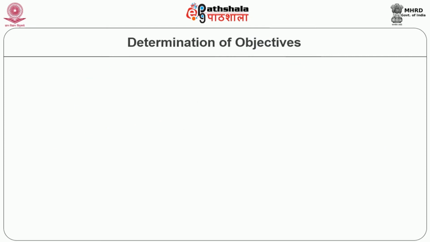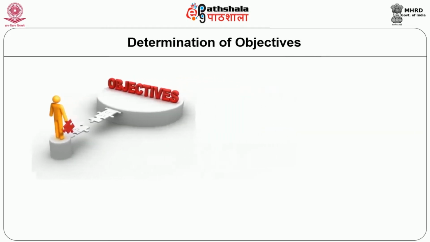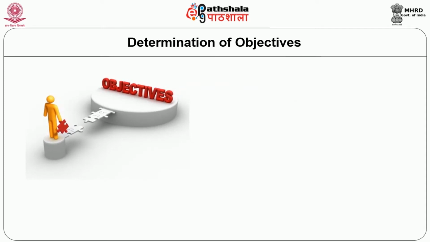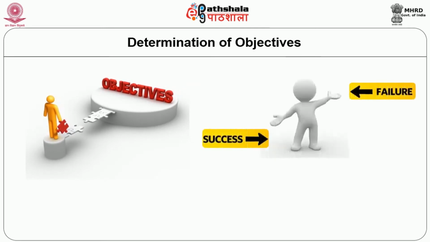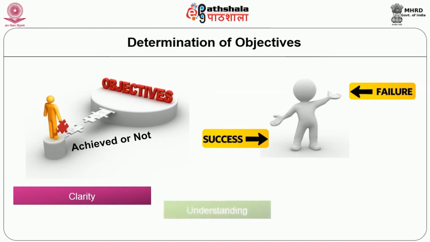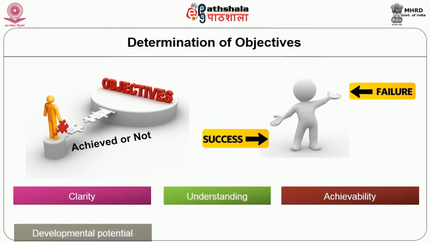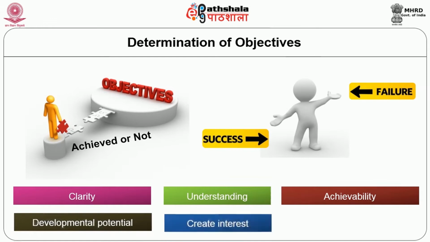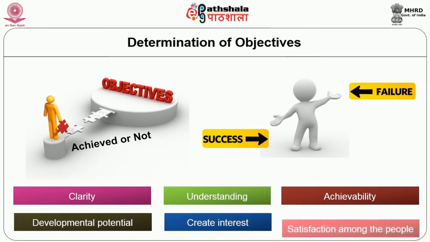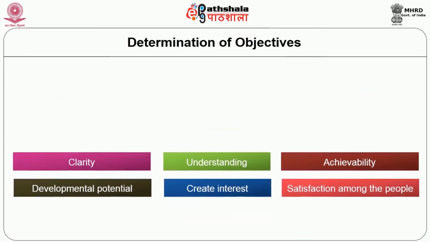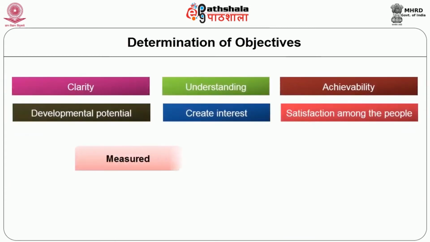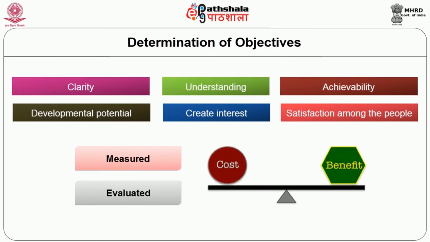Another part is determination of objective. It's very important. What do you mean by objectives? Objectives are the direction for movement. So it is giving the direction for our program. The success or failure of any program depends upon whether the objectives are achieved or not. The objectives should have clarity, understanding, achievability, developmental potential and create interest and satisfaction among the people. They may be measured and evaluated in terms of cost and benefits.